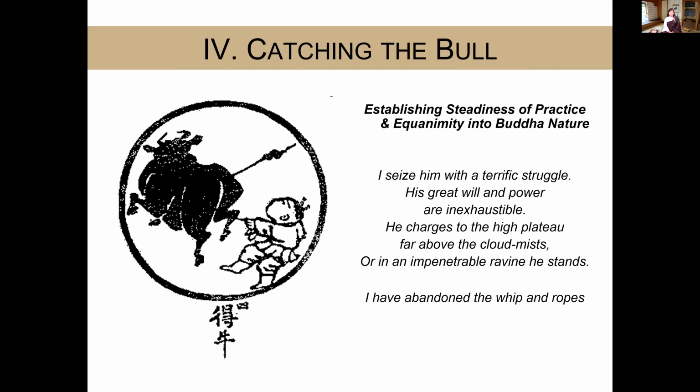In Zen, Kensho is sort of like when you get your black belt. If anybody practices martial arts, when you get your black belt, that's when you actually really start to understand and appreciate martial arts, and that's the true start of a martial artist. So catching the bull is establishing the steadiness of practice and equanimity into Buddha nature.